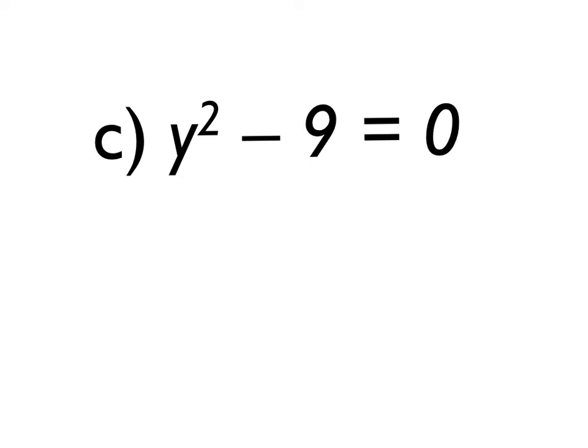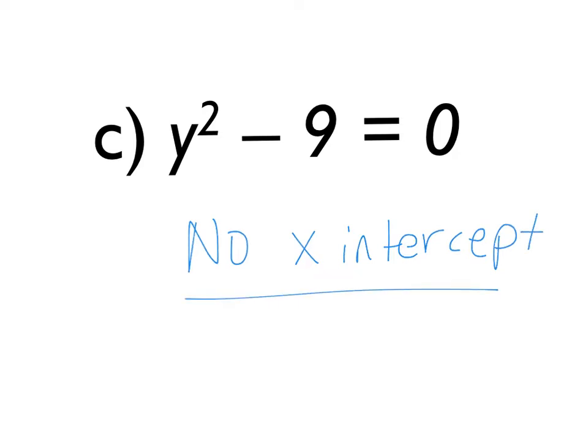That what? It doesn't have one. It does not touch the x-axis. So this would be no x-intercept because it doesn't even have an x in the problem. It does not touch the x-intercept. Anybody know what this looks like?